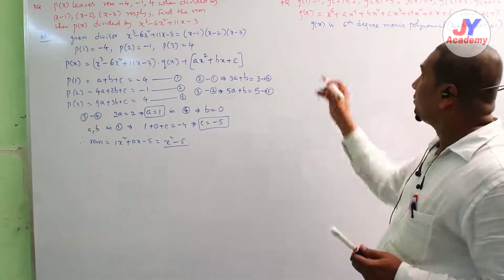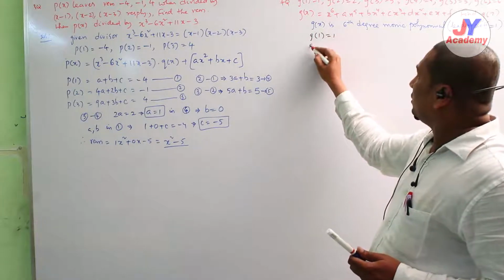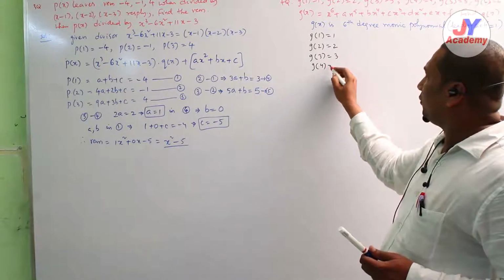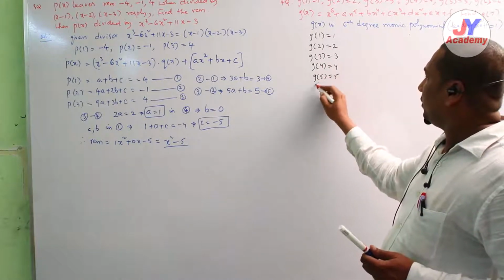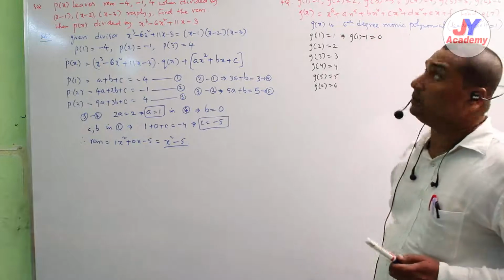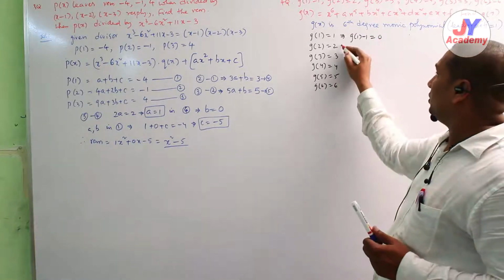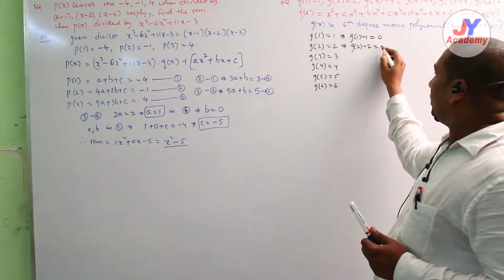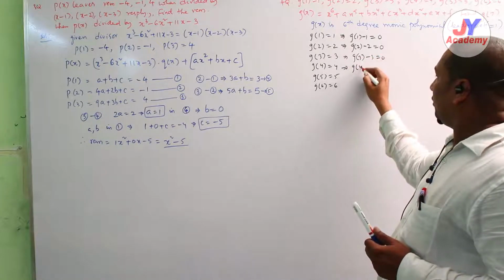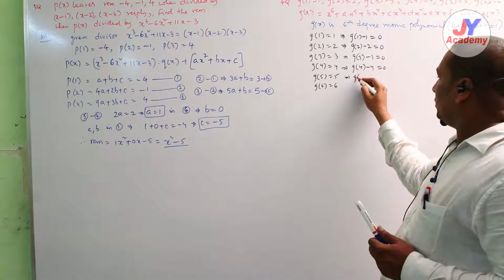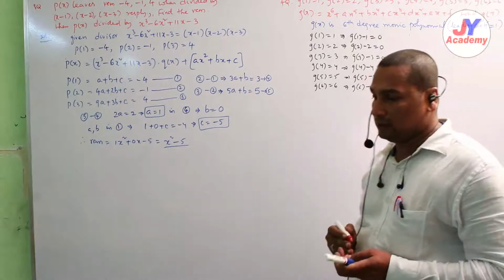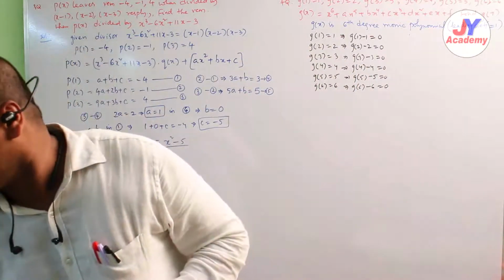Right. Now, g of 1 is 1, g of 2 is 2, g of 3 is 3, g of 4 is 4, g of 5 is 5, g of 6 is 6. So it is g of 1 minus 1 equal to 0, g of 2 minus 2 equal to 0, g of 3 minus 3 equal to 0, g of 4 minus 4 equal to 0, g of 5 minus 5 equal to 0, g of 6 minus 6 equal to 0.